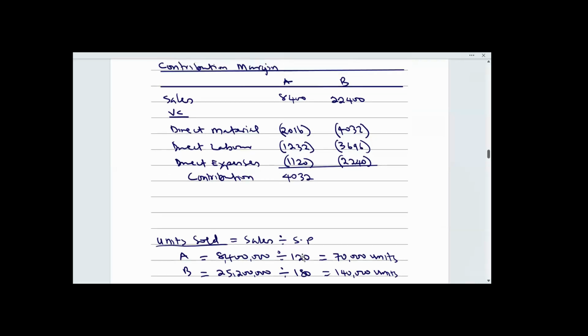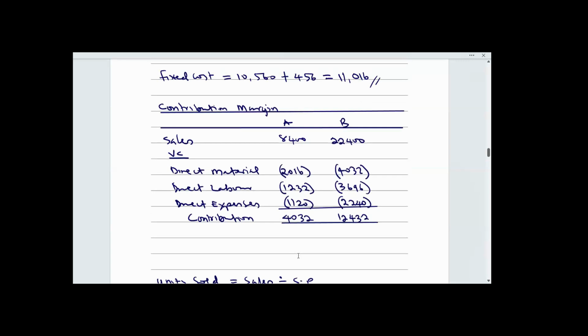For B, that will give us 12,432. That represents the contribution margin for each product. Now, pay attention. In fact, what we want to calculate is the composite contribution margin ratio.